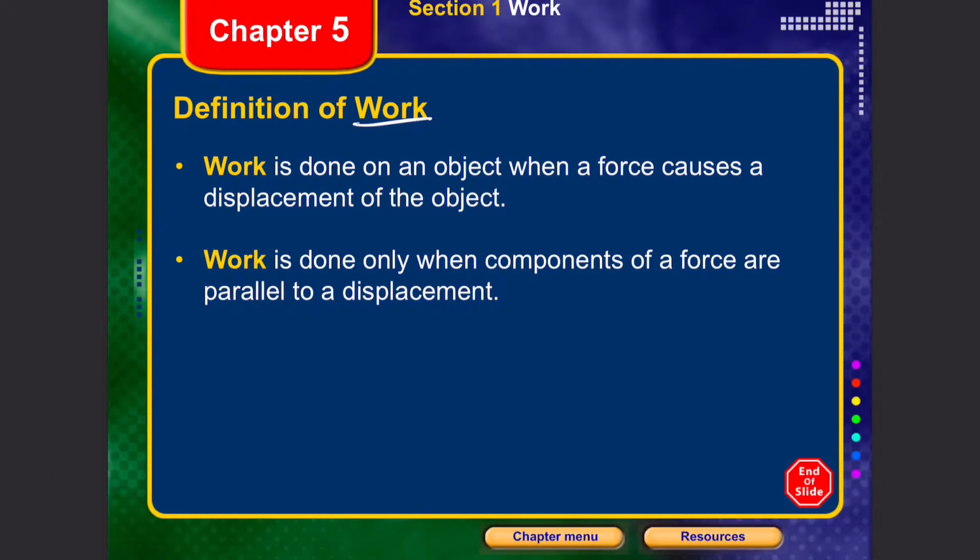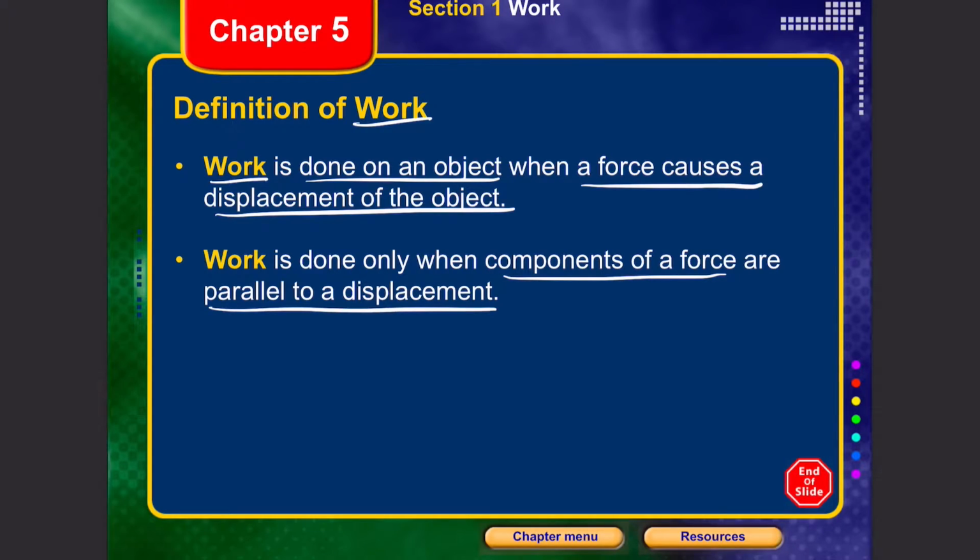So work is generally done on an object provided that a force causes a displacement of the object. So when you have a force and it causes a displacement, we only say then that the work is done. So work is done only when components of force are parallel to the displacement.